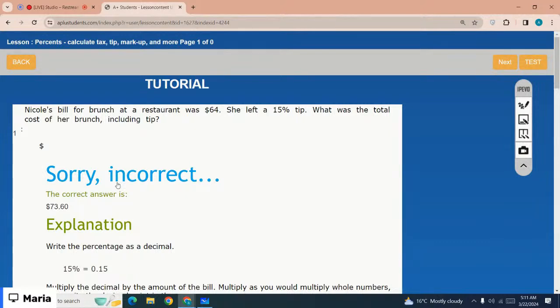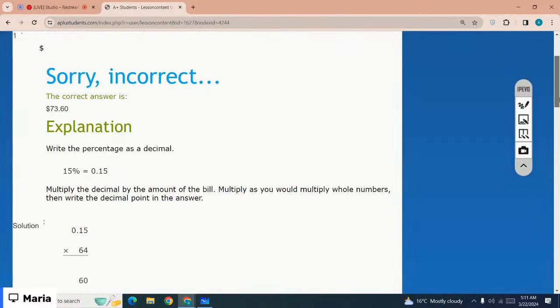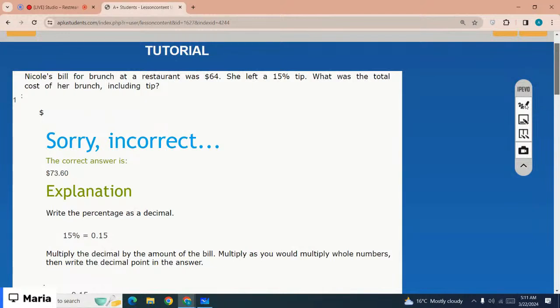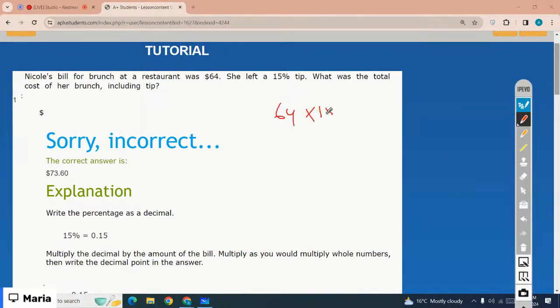Nicole's bill for brunch at a restaurant is $64. She left a 15% tip. What was the total cost of her brunch including tip? Okay, so the bill is $64, right? And the tip is 15% of the bill. So calculate 15% of the bill, right? Here you have 64 times 15%, that is 15 over 100. So 64 times 15 is 960, divided by 100 is 9.6, which means the tip she left on 64 is $9.6, right?